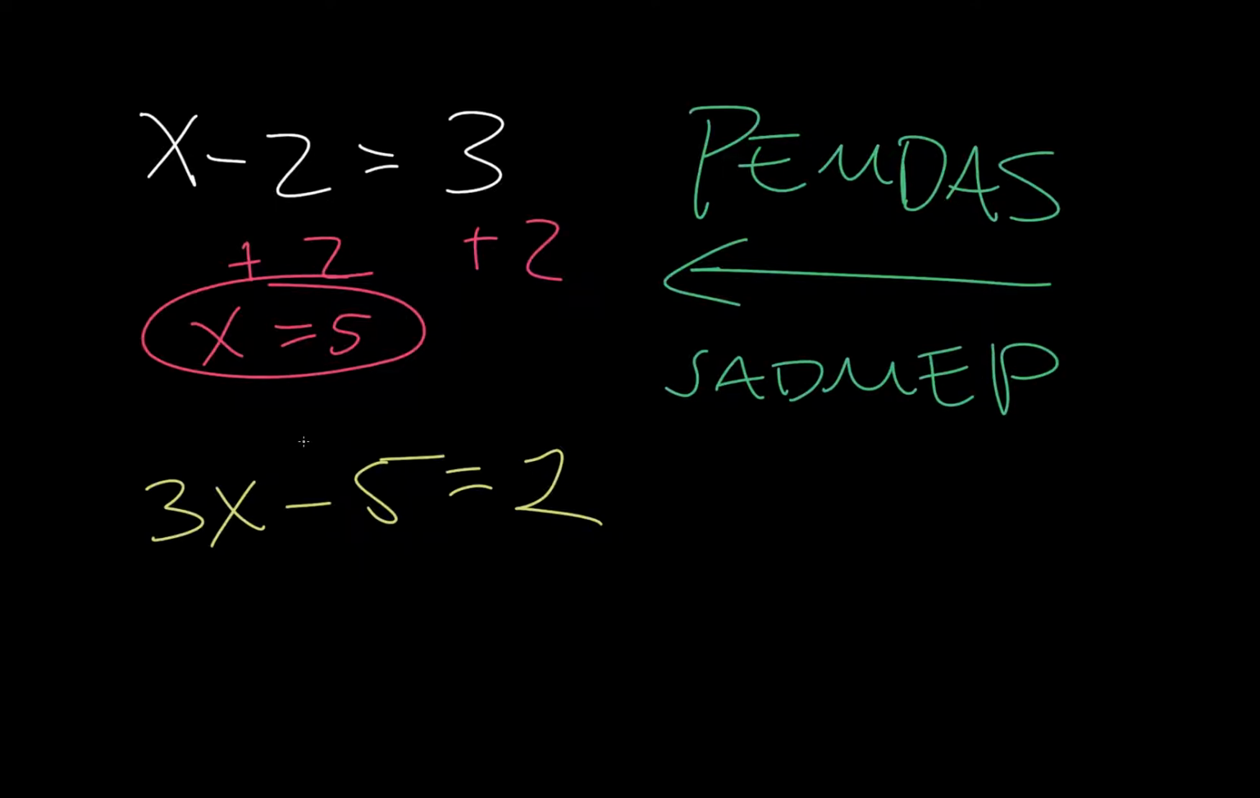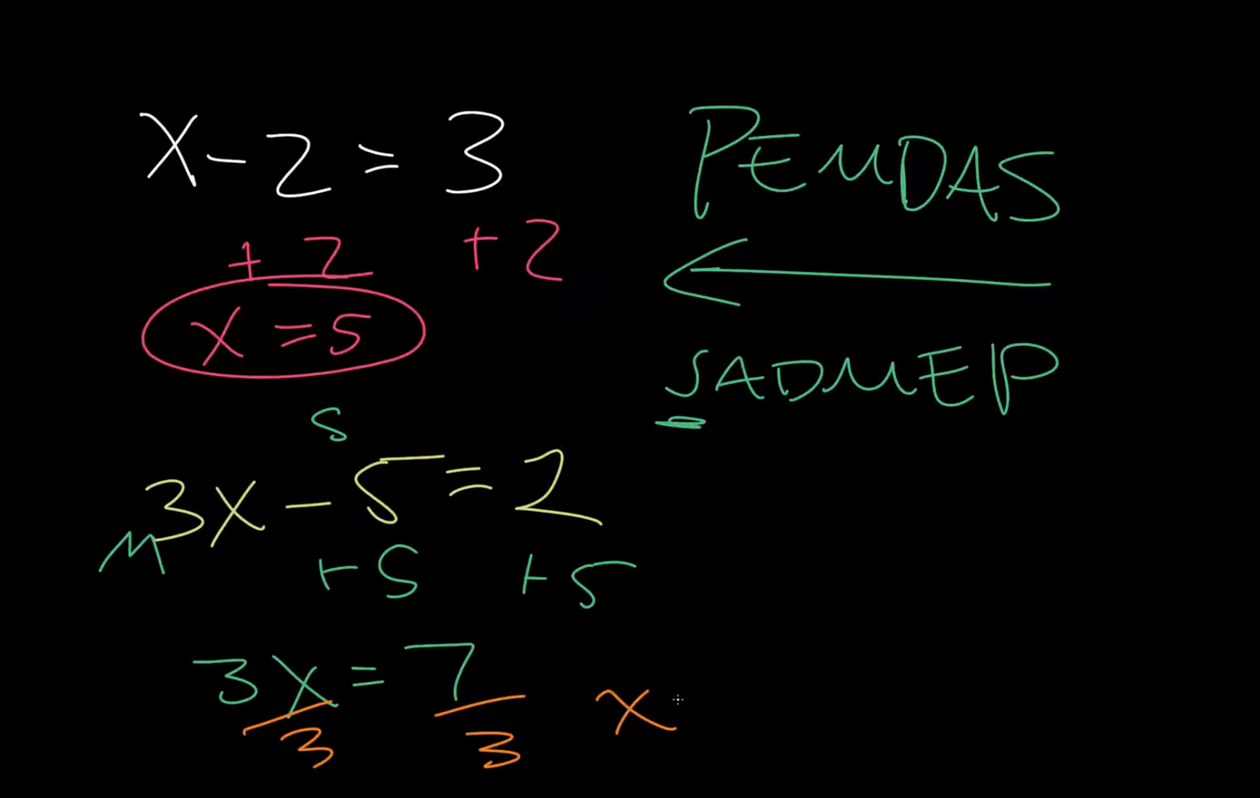So in this situation, we have multiplication, the 3 times the x, and then we have subtraction. So we look over at SADMAP, we see that S comes before M, and so we need to undo the subtraction, and we end up with 3x equals 7, and then the final step, divide by 3, and so x equals 7/3.